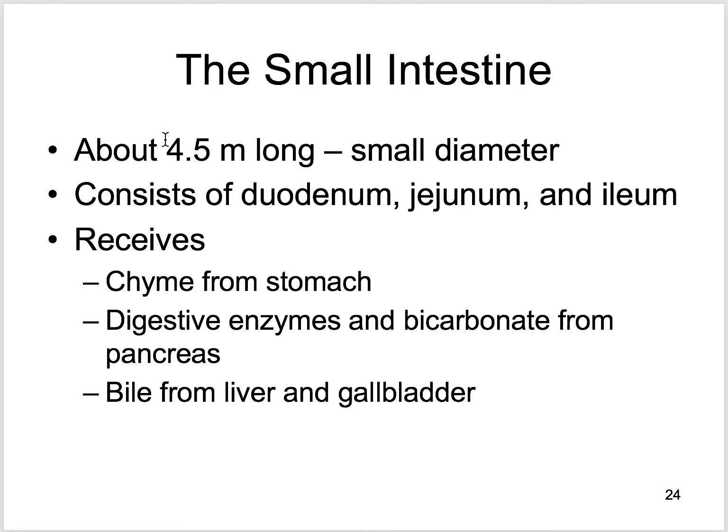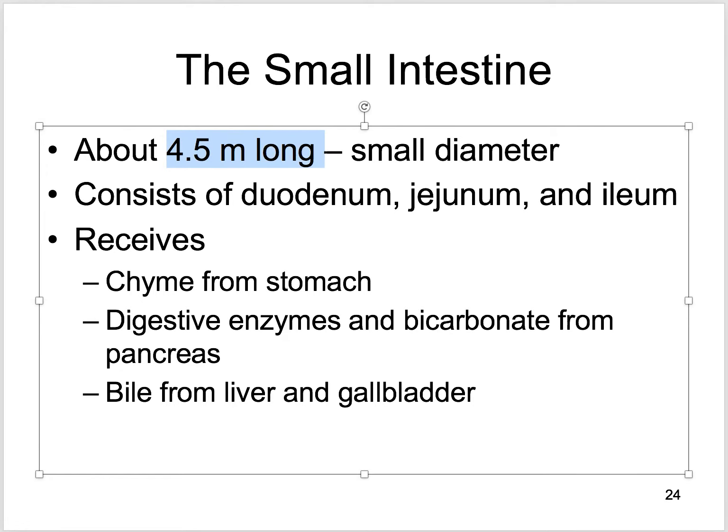The small intestine is about 4.5 meters long. That's like 16 or 18 feet. It's a really long tube. Its diameter is very small, and so it takes food a long time to make it through, because only a certain amount of food can fit in this small diameter tube, and the tube's really long. This is where food spends the majority of its time when you eat it.